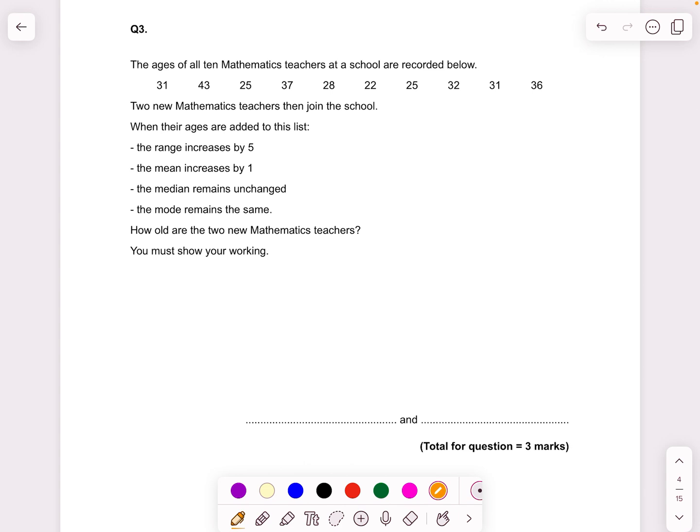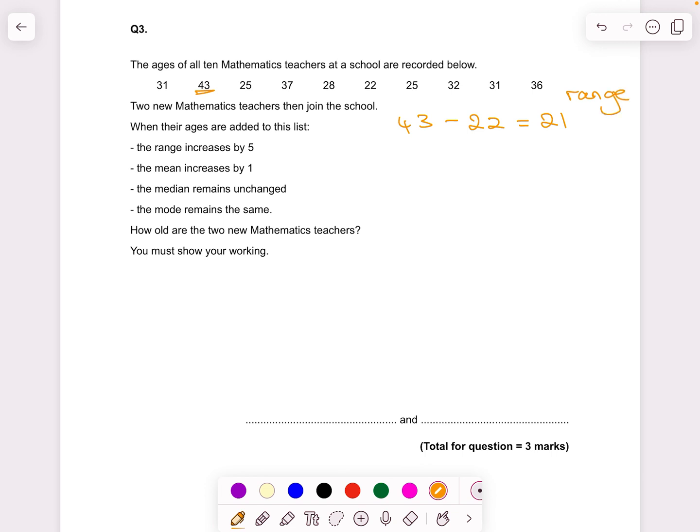Okay. So this next one was a big question, okay? So they give you a lot of information. The first thing I would do is I would find out things like the range and the mean already, okay? So the range at the moment is 43, being the eldest person, take away 22. Which gives a range of 21. So the range is 21.